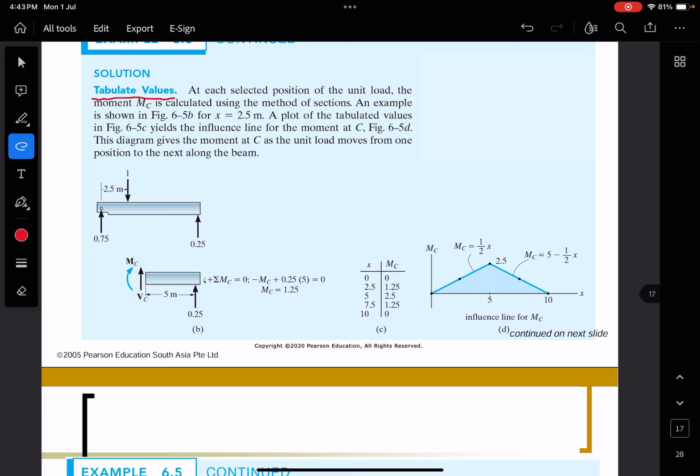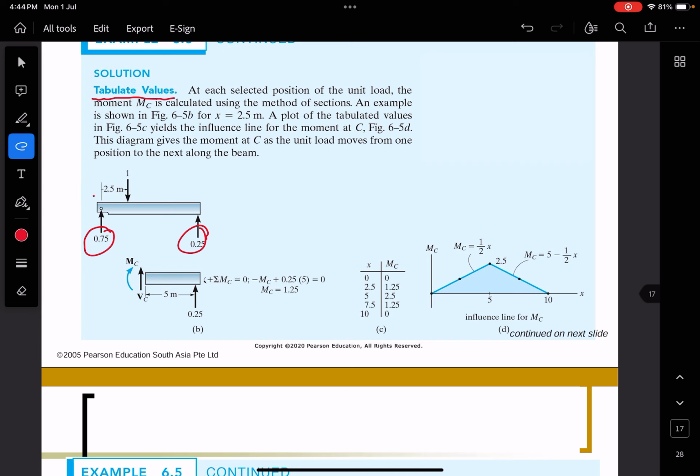So now you can move every, let's say in this example, they start with 0. Yeah, place 1 unit at 0, x equal to 0, and then find the moment. Yeah. So when you place the 1 unit, then find the moment. Yeah. Here. When you place one unit, first of all, you need to find the support reaction first. Yeah, this is the support reaction. So once you have the support reaction, then you can calculate what is the MC or moment at C due to one unit.